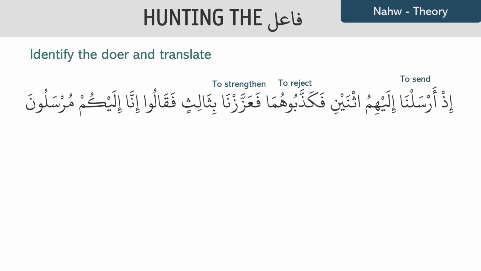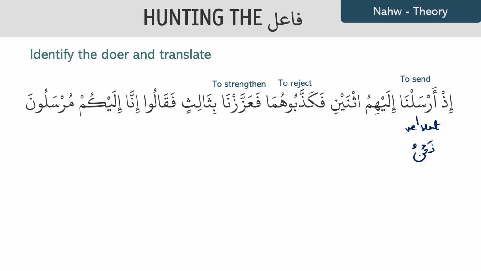So you need to identify the doer and translate it, but I don't mean the whole sentence. I mean the doer of, to translate the verbal sentence. So let's start. We have arsalna. The doer is nahnu, and arsalna means to send. So when you translate it, it would be we send. So arsala is the verb, and then na will be your fa'il. Ilayhim, it's your jar, and then him is the majrur. So we sent to them ithnaini, two messengers.